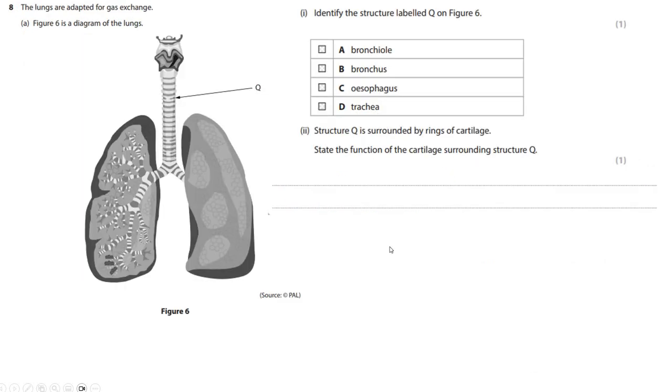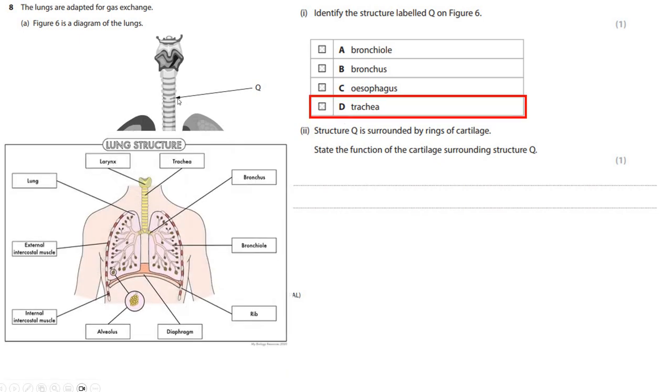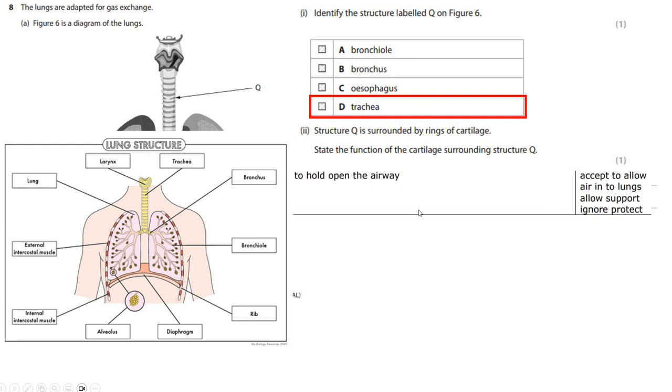Question 8. The lungs are adapted for gas exchange. Figure 6 is a diagram of the lungs. Identify the structure labelled Q on figure 6. So Q is the trachea. Structure Q is surrounded by rings of cartilage. State the function of the cartilage surrounding the structure Q. It is to hold open the airway, or to allow air into the lungs, or to support the airways open. So to hold the airways open is the cartilage rings.